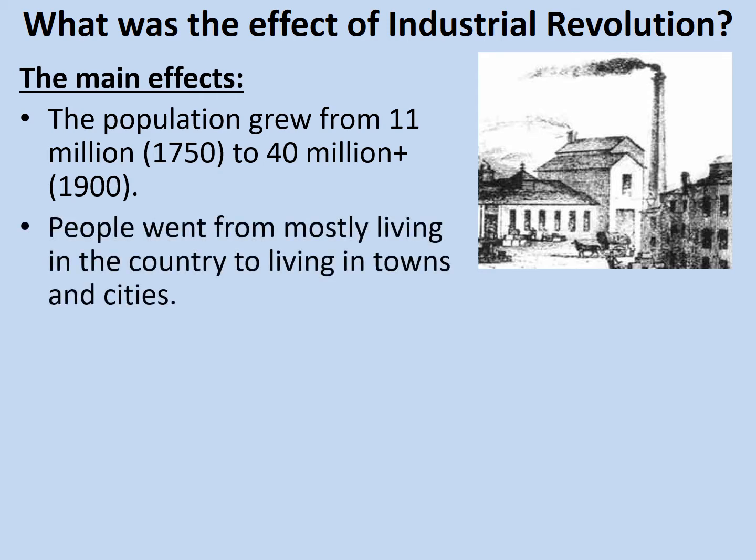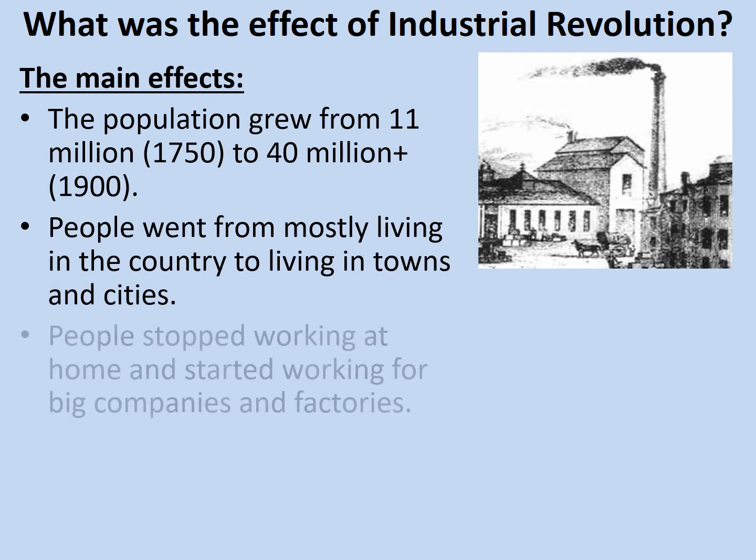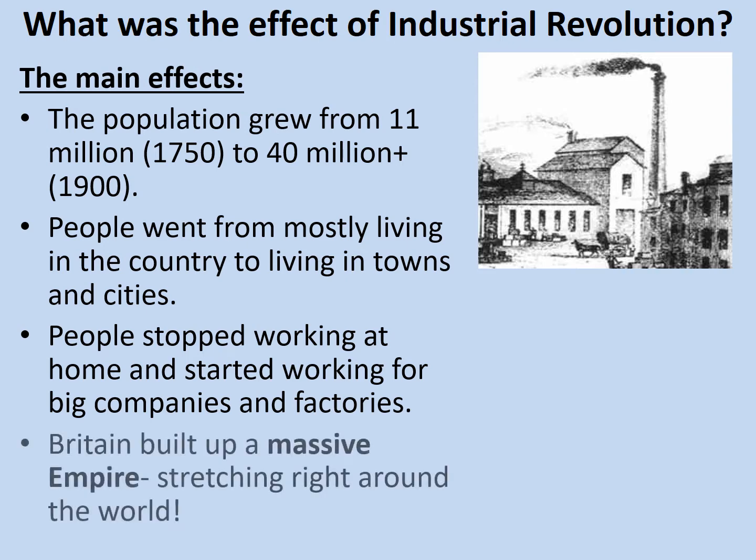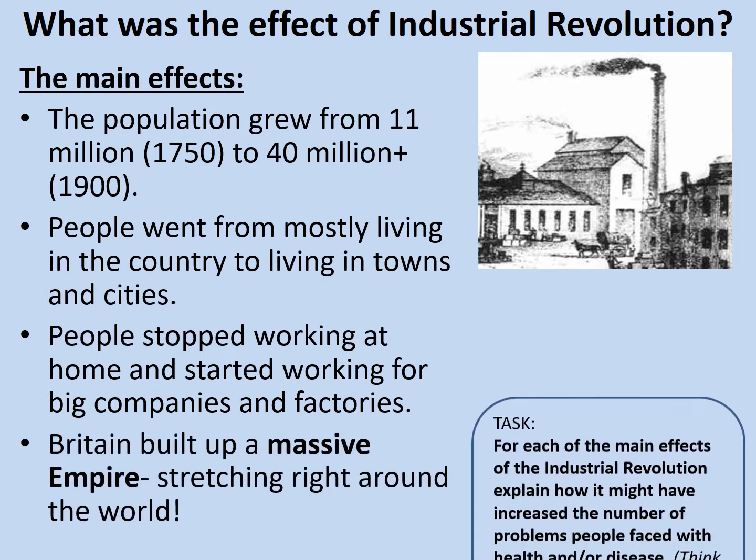People went from mostly living in the country to living in towns and cities. Also, people stopped working at home and started working for big companies and factories. You see a decline in these so-called cottage industries where people largely employed themselves, and a massive growth in people working for somebody else. Britain also built up a massive empire over this period, stretching right around the world.